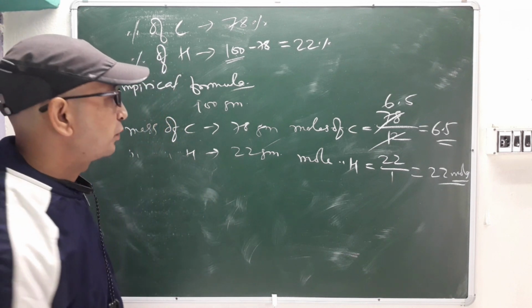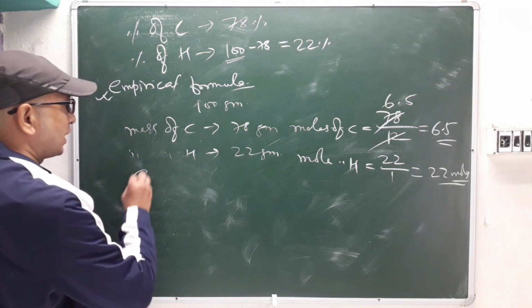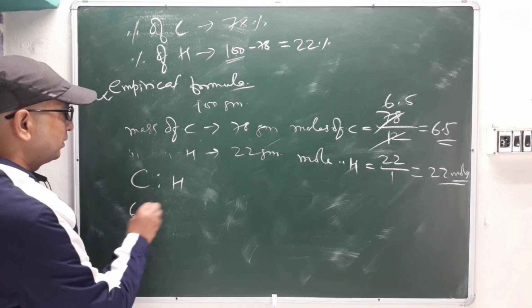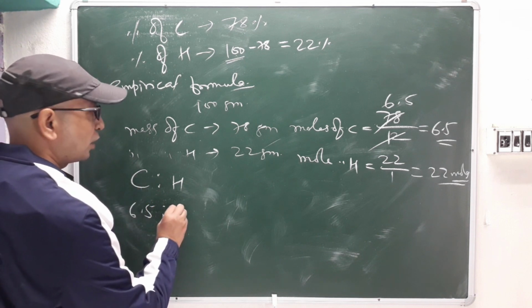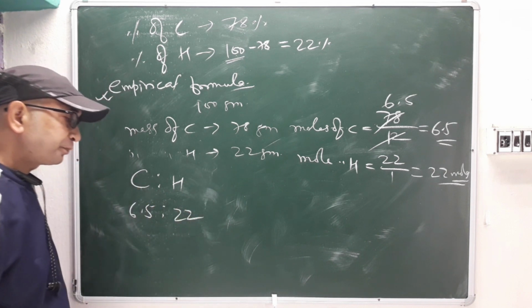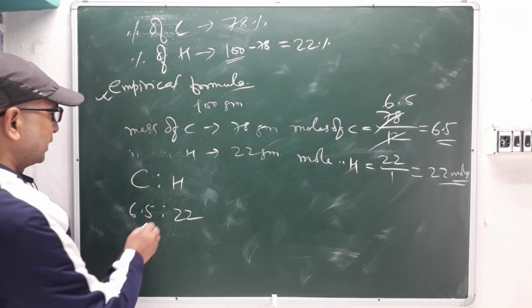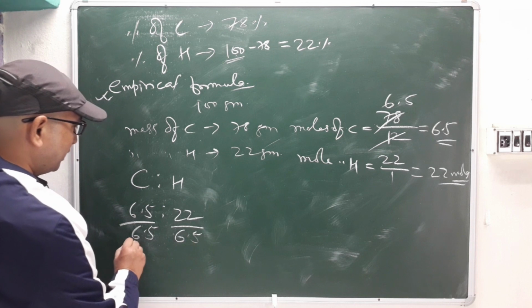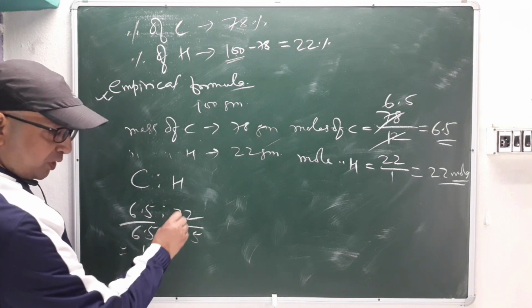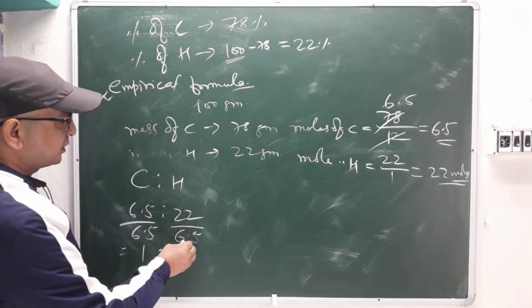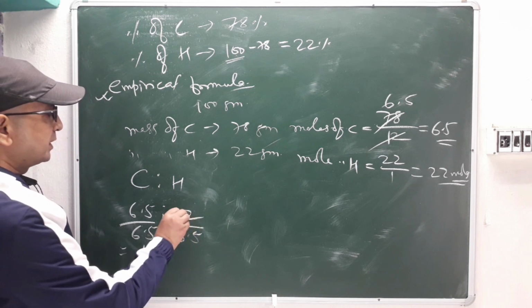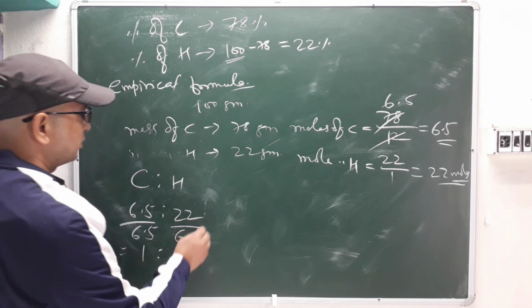So now how are you going to do it? Just write it down. Carbon is to hydrogen. Here for carbon you write 6.5 is to hydrogen, how much is there? 22. So how are you going to do it? Let's see. Just divide by 6.5. Here also you divide by 6.5. Here it will be 1 is to how much? Here it will be like 6 4s are 24, so 4 won't be there. 6 3s are 18 and 5 3s are 18. So how much is it coming?